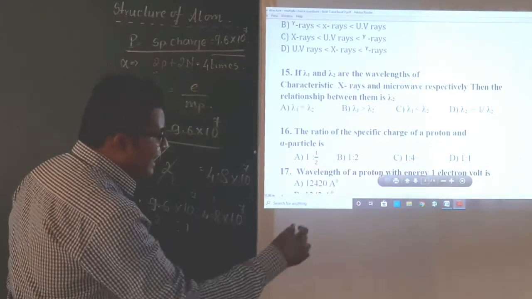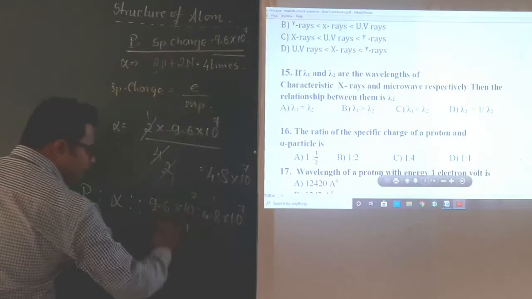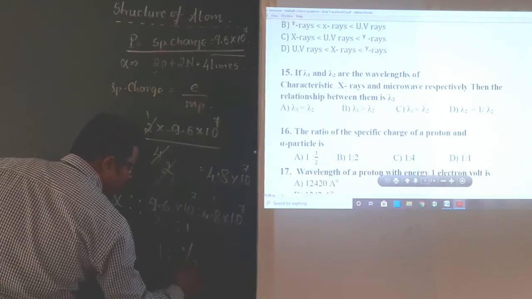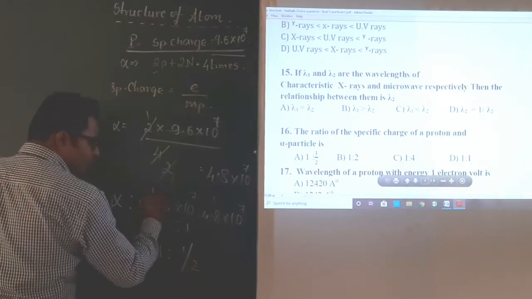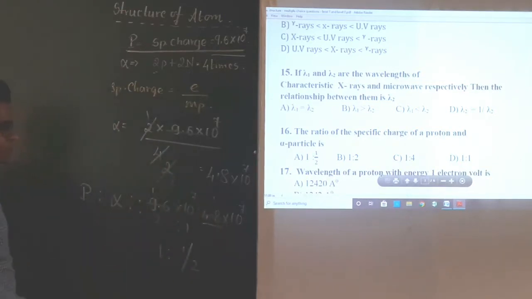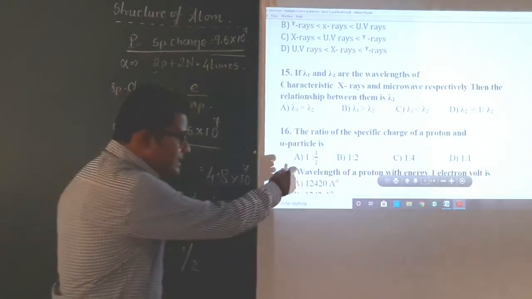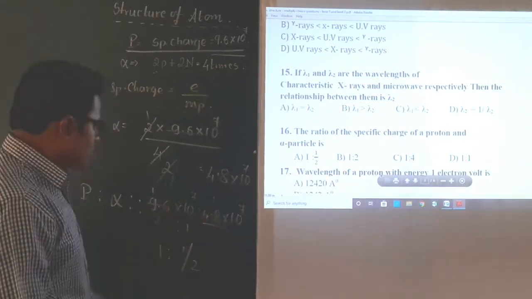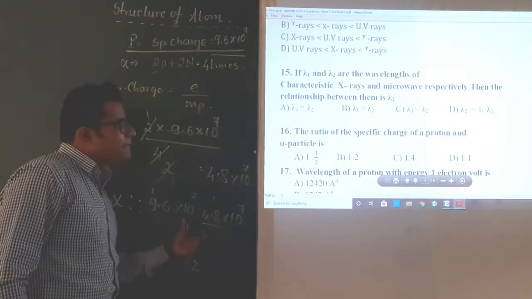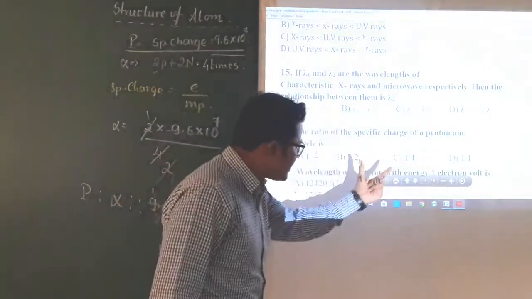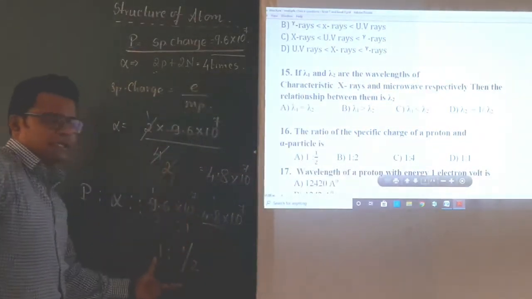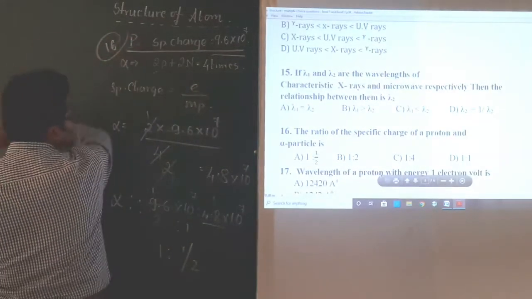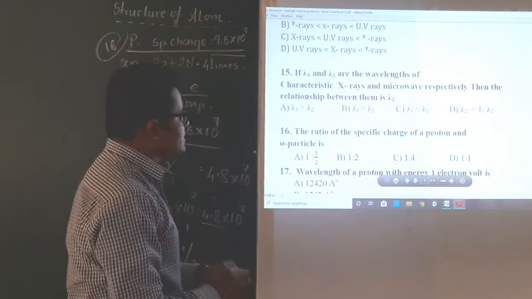Can we write it in another form? That is going to be 1 is to half. So this is 1, this is half of this. So 1 is to half, which is the option A that we have over here. Or you could have also gone for 2 is to 1, but as we do not have that option here, I figured it out in the other way. So this is for question number 16.